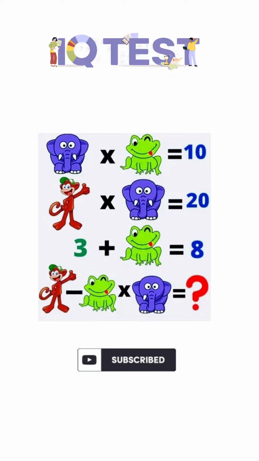Since we have the frog is 5, the elephant is 2, and the monkey is 10, we have the monkey minus the frog multiplied by the elephant. That will be 10 for the monkey minus 5 for the frog times 2 for the elephant. So 5 times 2 will give us 10, so we'll have 10 minus 10. The final answer is 0. I hope we understand.